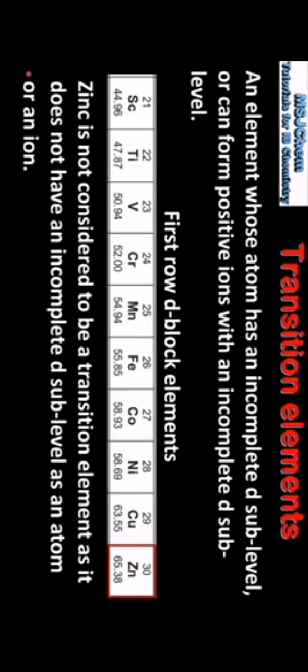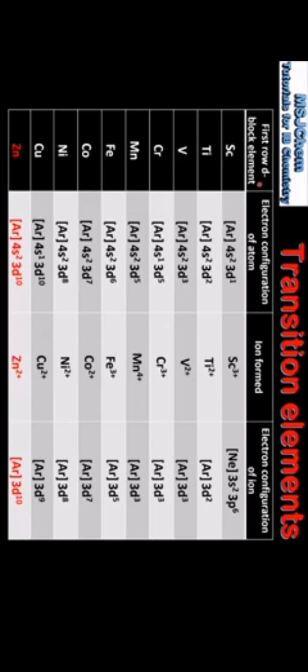So next we look at this in more detail. In this table we have the first row d block element, the electron configuration of the atom, the ion formed, and the electron configuration of the ion. So we'll start by looking at the electron configuration of the atoms. If we start with scandium, we can see that as we go down the table, each element has an incomplete d sublevel. Until that is, we get to copper and zinc.